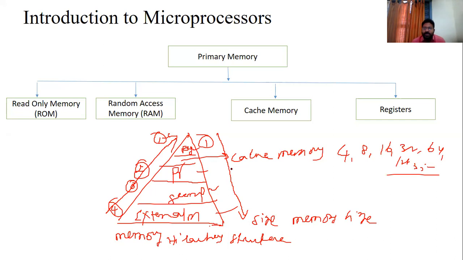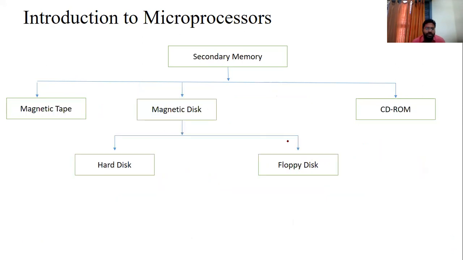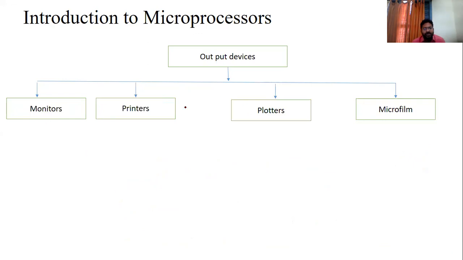Then primary memory: you have RAM and ROM. What secondary memories do we have? Different types: CD-ROM, hard disk. Especially here we are discussing the hard disk. What are the external memories? CD-ROM, external hard disk, etc. You have different types of memories. These are the secondary memories, and you know magnetic tape and so on. And what are the output devices? Monitors, printers, and microfilms are the output devices.